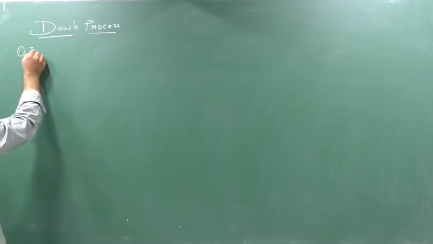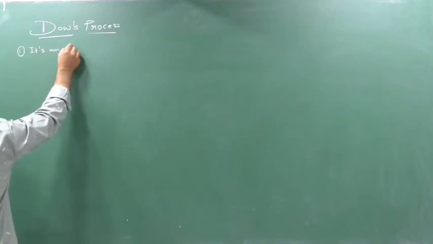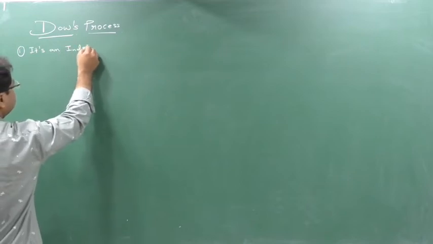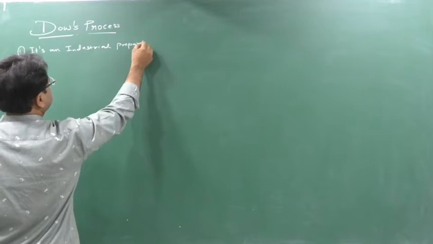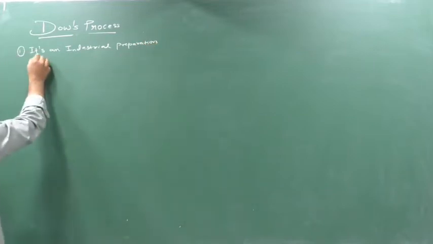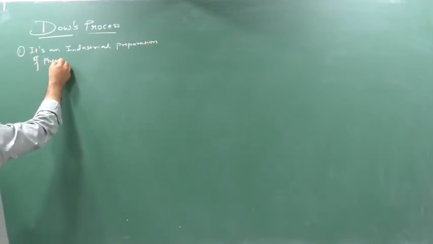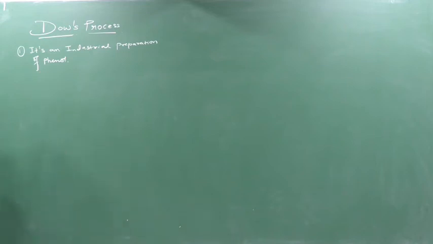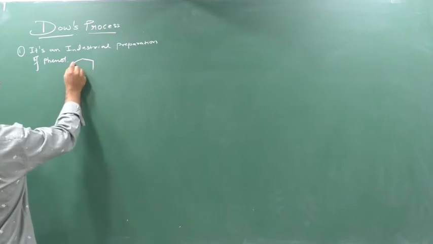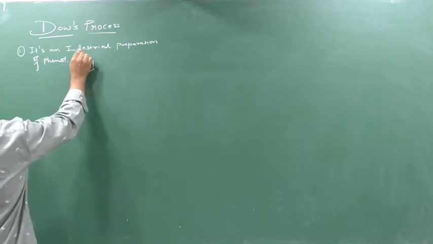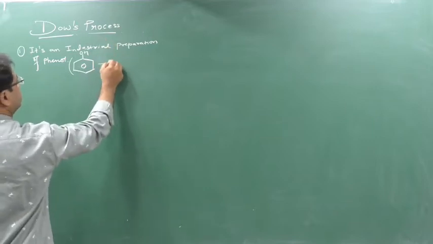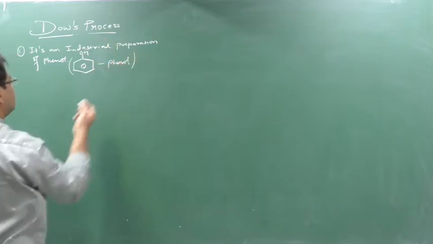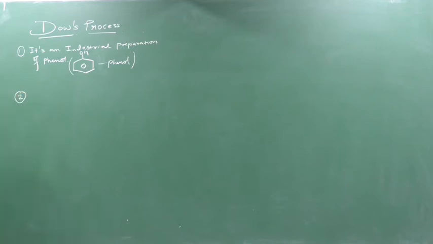First point: it's an industrial preparation of phenol. And you guys know, because you have studied general organic chemistry, you know everything. The formula of phenol is nothing but a benzene ring on which, if OH comes, this is nothing but phenol. Clear?